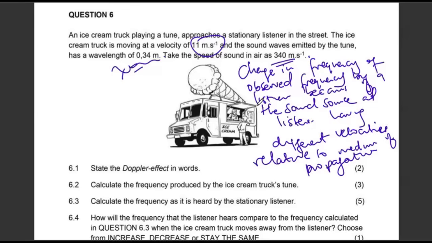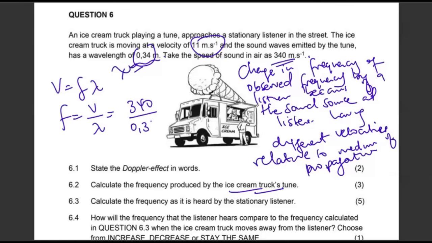Then 6.2, they want us to get the frequency produced by the ice cream truck. Remember, they only gave us the wavelength. So we know that V is equal to F lambda. We need the frequency, meaning that it's V over lambda. The speed of sound in air is 340, and you're dividing it by 0.34. You divide that, we're going to get 1,000 hertz.